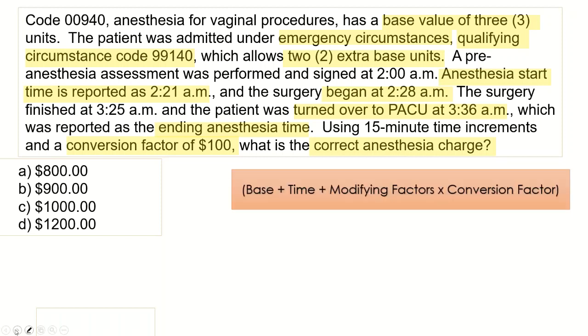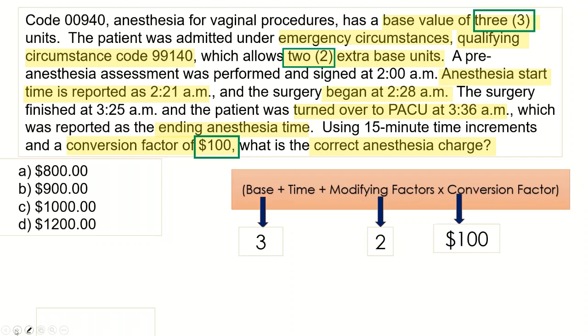So the way we do this is base plus time plus modifying factors times the conversion factor equals the dollar amount. Here our base value is 3. Our modifying factors, they tell us emergency circumstances, 2 base units, and then the conversion factor we know is $100. So what we need to do is figure out the time. End time minus start time equals the total anesthesia time.